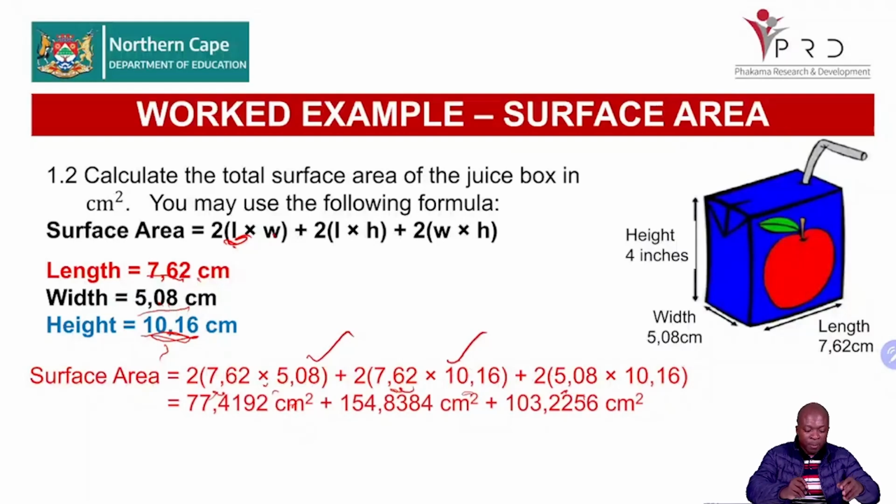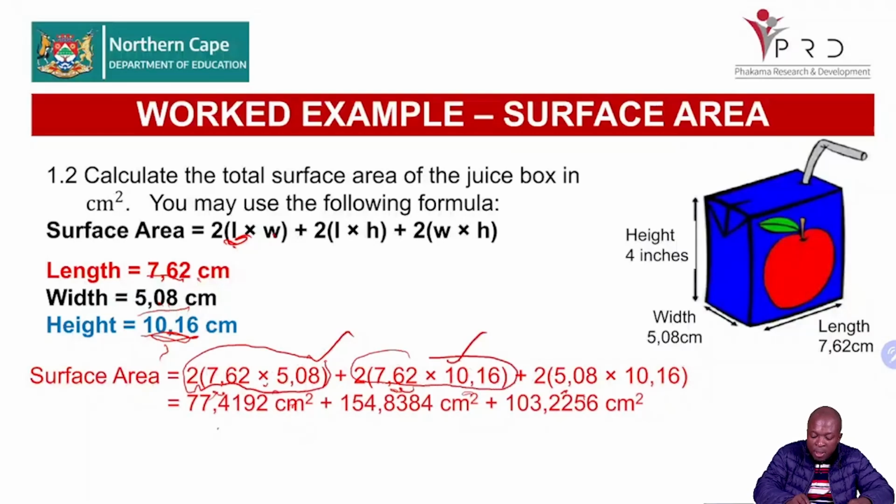Then you press bit by bit, press this portion, you write your answer. Press the next portion, you write your answer. So can we give it a try? The first one says 2 into bracket 7.62 times 5.08 close bracket. I got 77.4192. You write it down. Then you go to 2 into bracket 7.62 times 10.16 close the bracket, and you're going to get 154.8384. Good. You write it down.